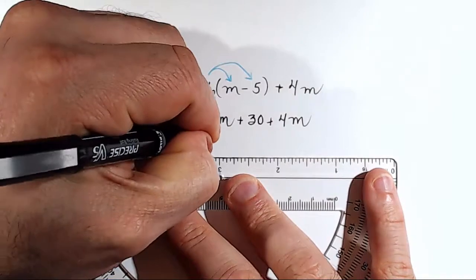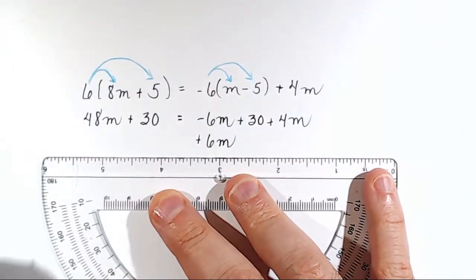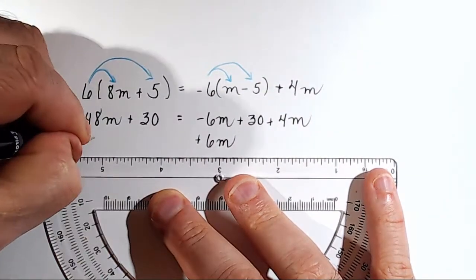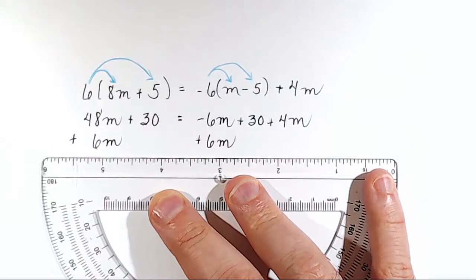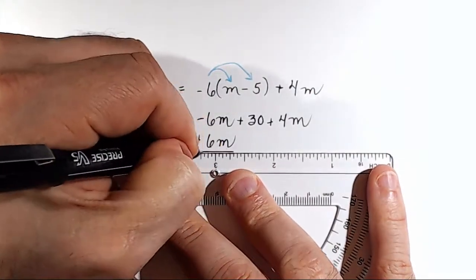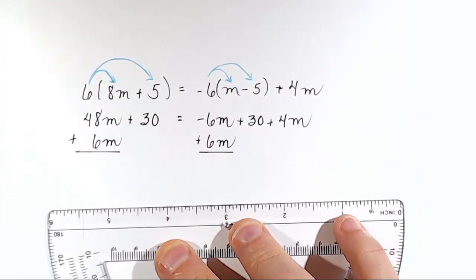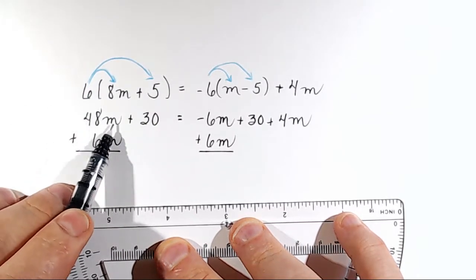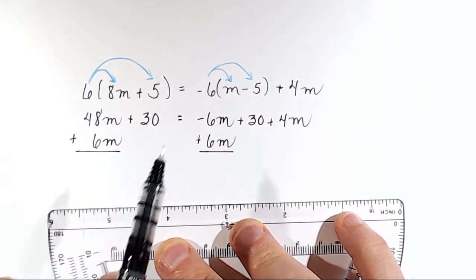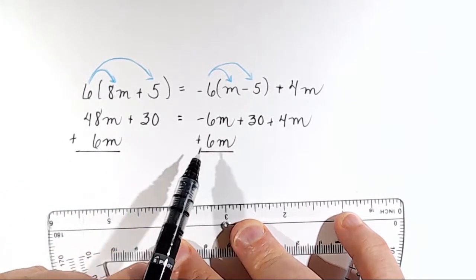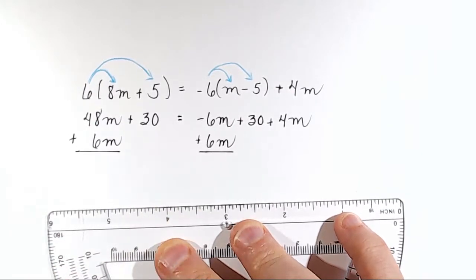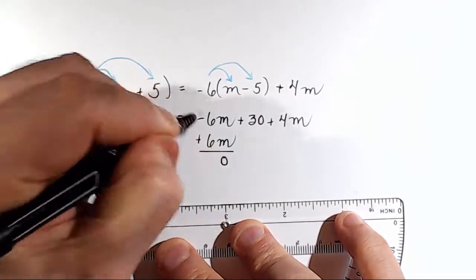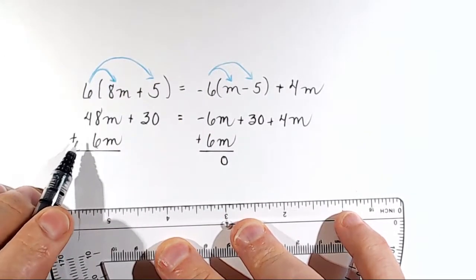6m to both sides. And remember, we want to line this up carefully. So I'll put plus 6m on both sides. Okay? On the left side, I have 48m plus 6m. On the right side, I have negative 6m plus 6m. The easiest side to start with is the right side, where negative 6m plus 6m is just 0. On the left side, I actually have to add.